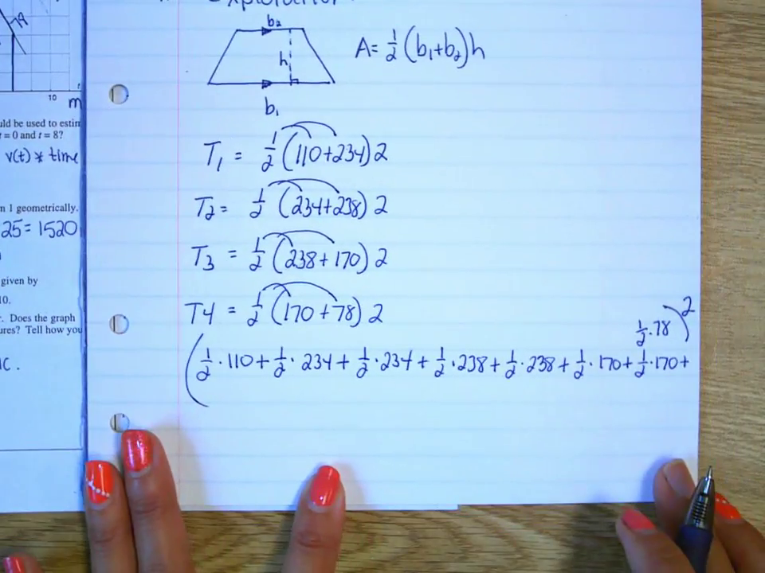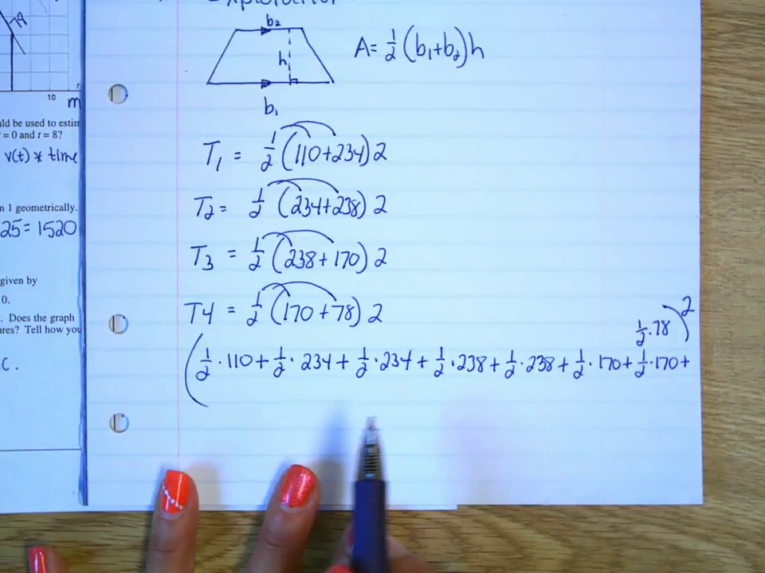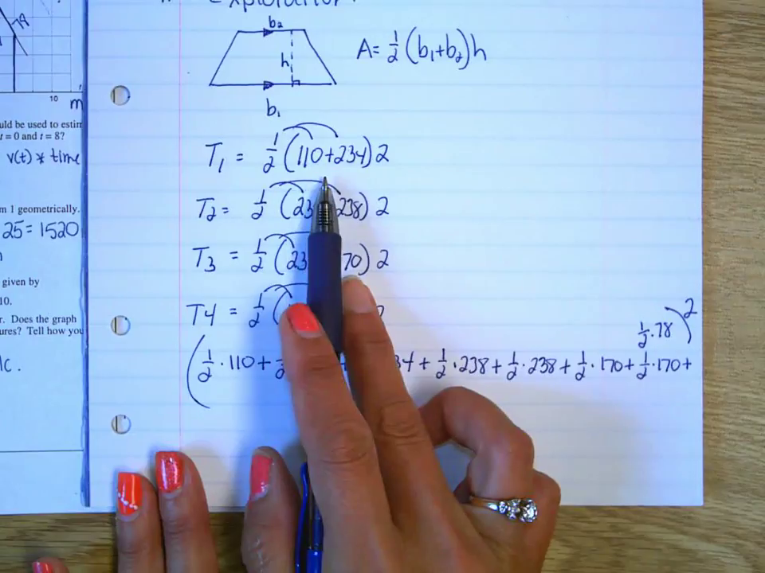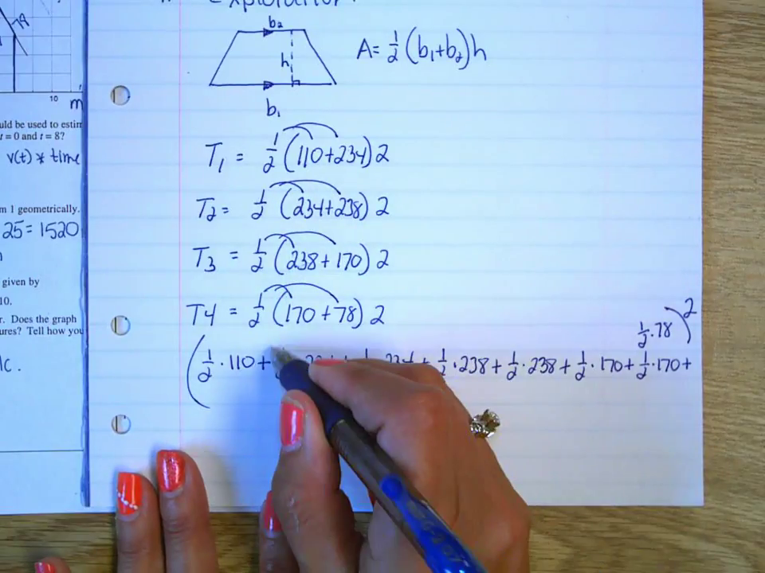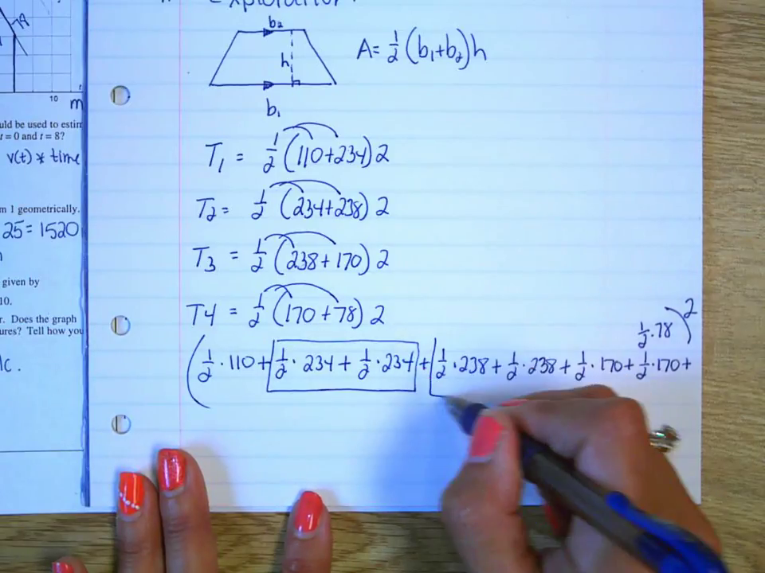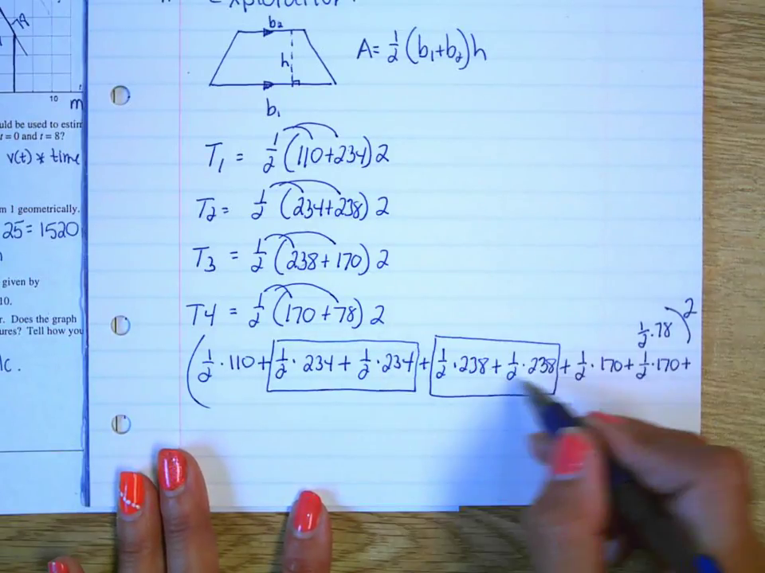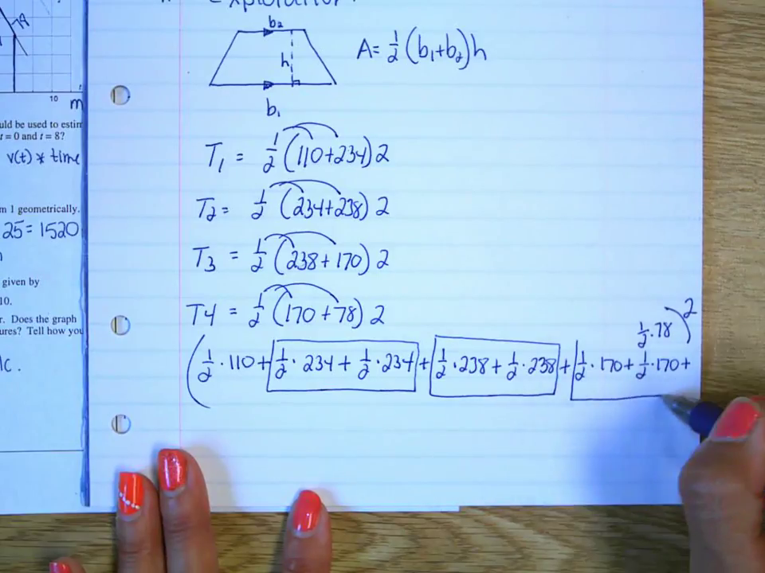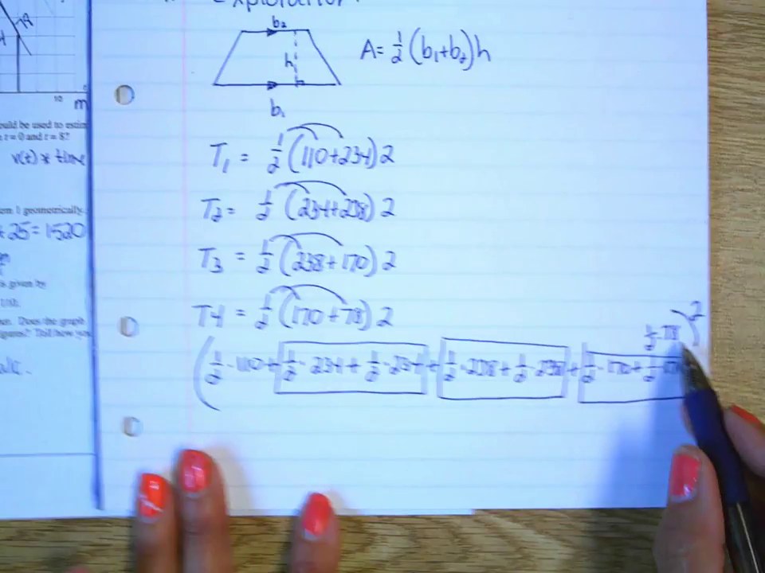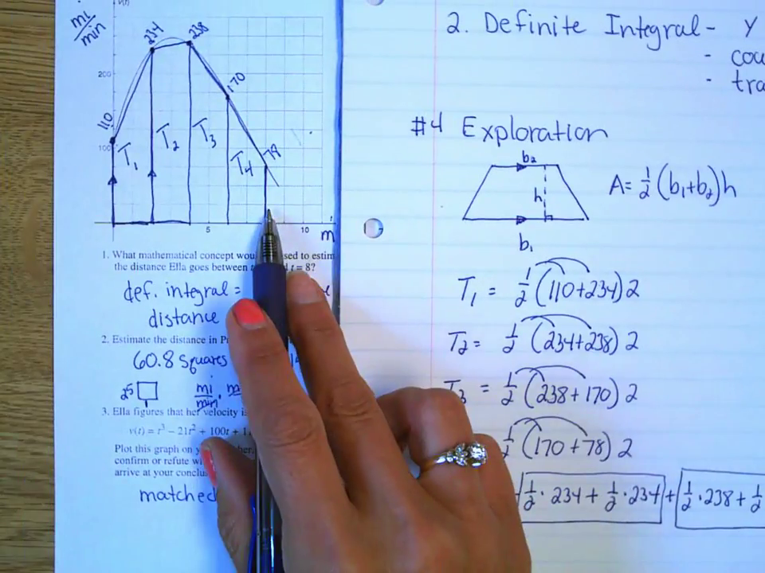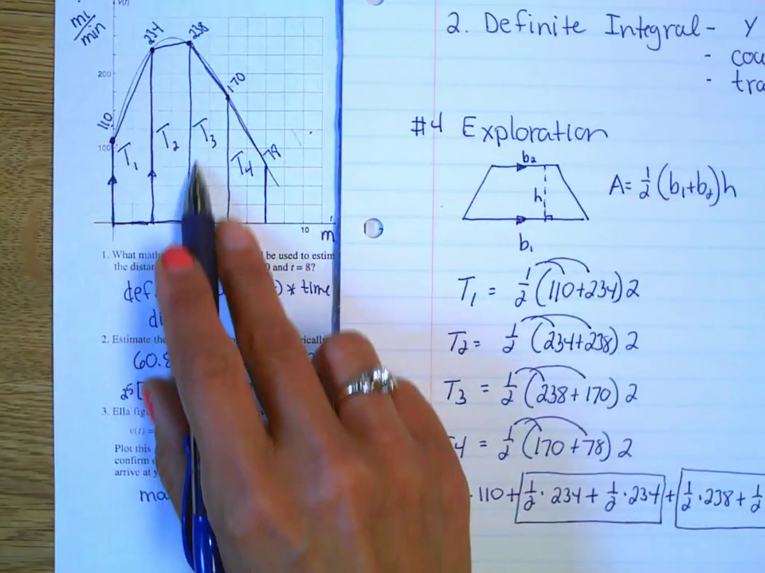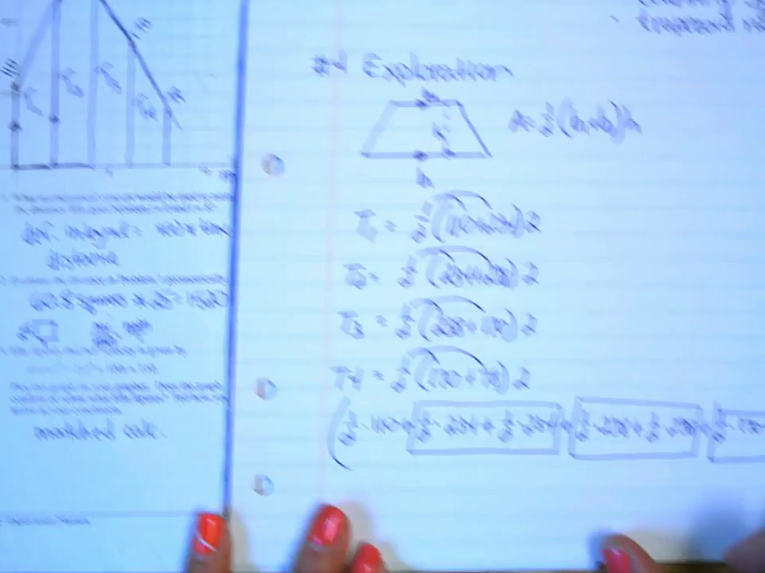So, if we take a look at this, I had 1/2 of a 110, and then 110 didn't show up again because it was only a part of that first trapezoid. But here, these are paired up to make a whole 234. These are paired up to make a whole 238. These are paired up to make a whole 170. And then I've got 1/2 of that last one, because this base is only on trapezoid 4. But this one's shared by 2, this one's shared by 2, this one's shared by 2.